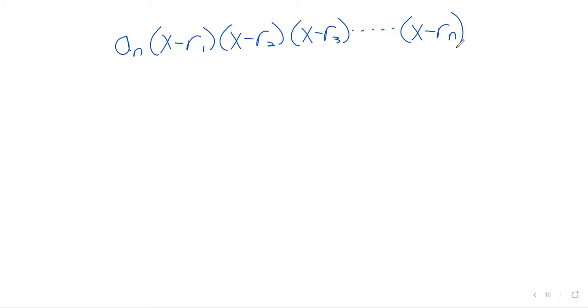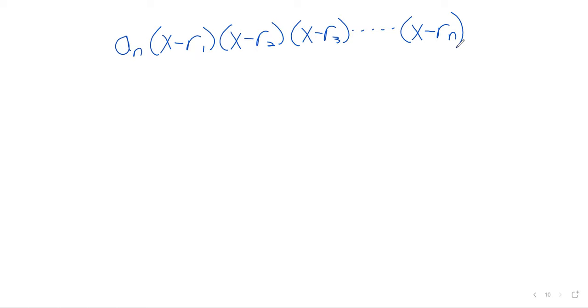But this polynomial that we're looking at factors like this. Now, the case we've looked at is if all of these roots are different, then we're golden. It doesn't matter if they're real, it doesn't matter if they're complex, as long as they're different, so that we have n linearly independent solutions, we're good to go.